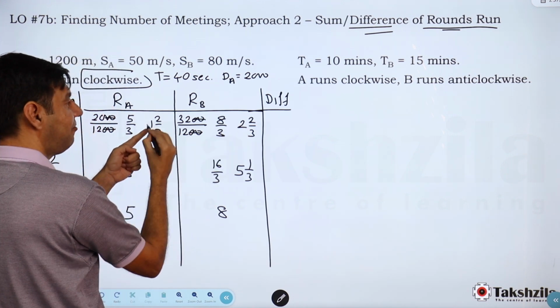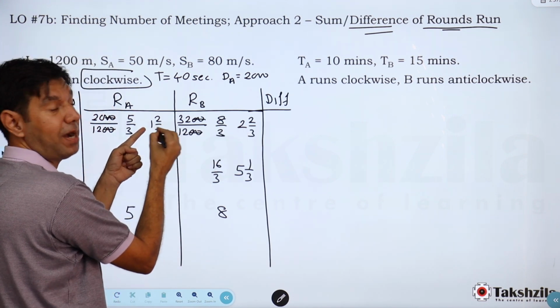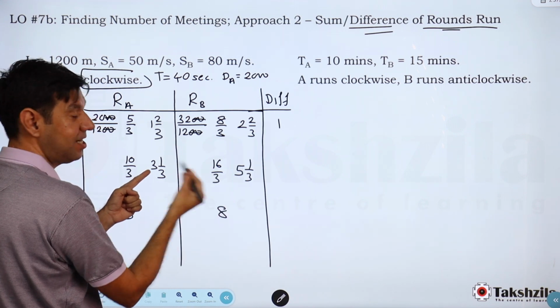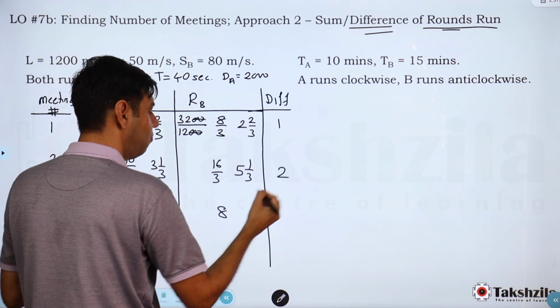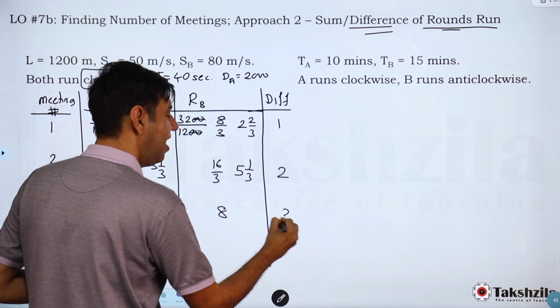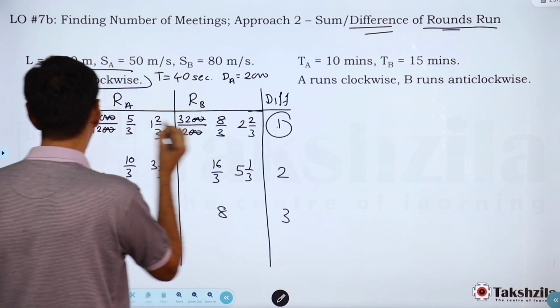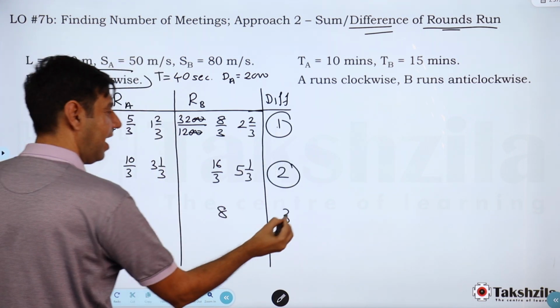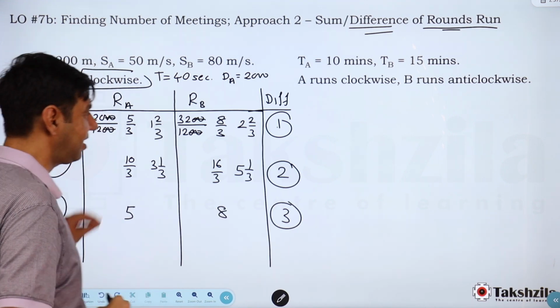And what is the difference here? 2 2/3 minus 1 1/3 is 1 round. What is the difference here? 5 minus 3 is 2 rounds. What is the difference here? 3 rounds. So the difference in rounds run is the same as the meeting number. Right? And it's a very classical way, students.